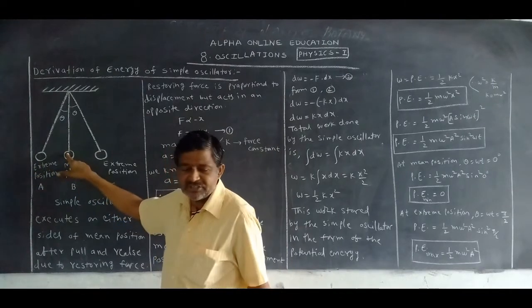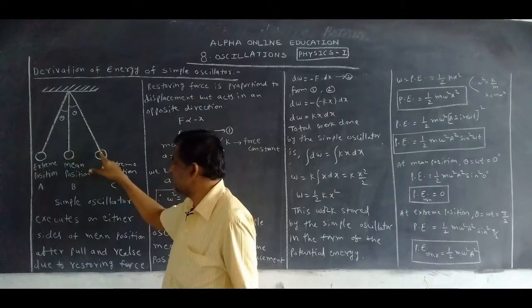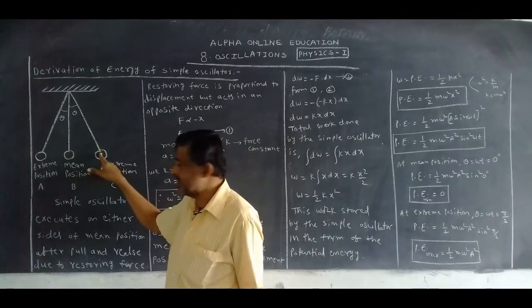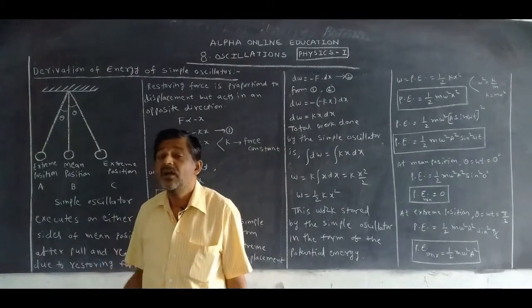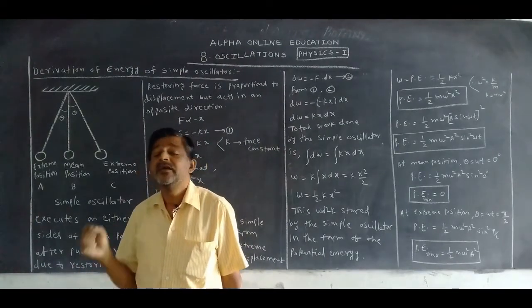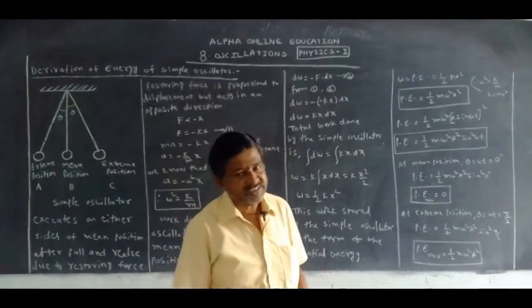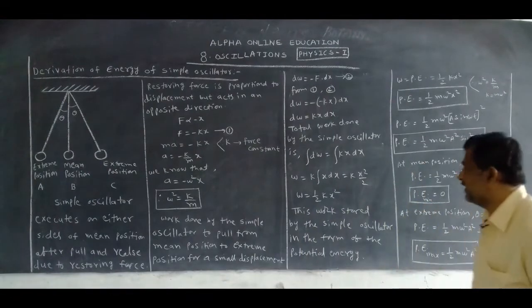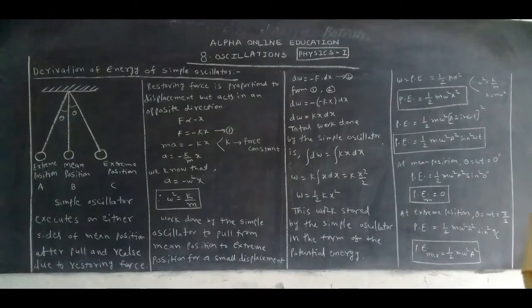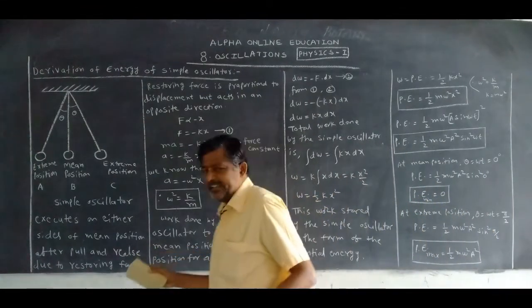At the mean position, what is the potential energy? 0. Now it is again the extreme position. At this place, what is the potential energy? Maximum, half m omega square a square. Okay, potential energy, we got it. But to get the total energy, we know that energy is the sum of potential energy and kinetic energy.